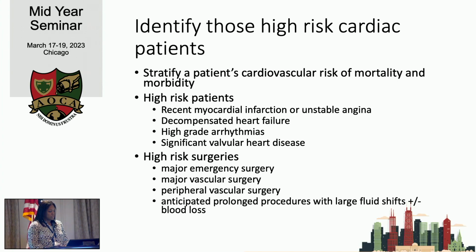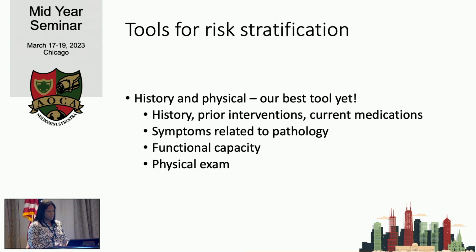High-risk surgeries include major emergency surgeries, major vascular surgeries, peripheral vascular surgeries, as well as anticipated prolonged procedures with large fluid shifts or blood loss. So there are a couple tools for risk stratification that we have handy. Of course, our history and physical is our best tool yet. You gather a history, you understand a patient's prior interventions, their current medications. You take a look at their symptoms and their related pathology, understand their functional capacity, and of course, undergo a physical exam because you can get a lot of data from that as well.